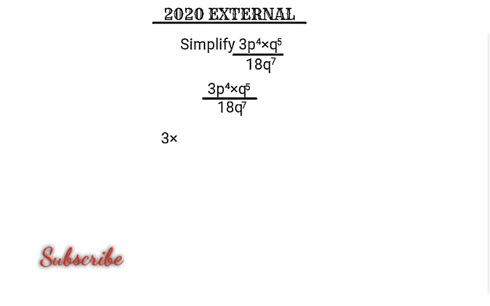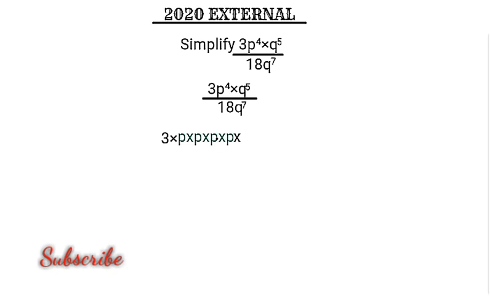Not q, but it should be p. Okay, yeah, how many p's are in this expression? 3p to the power 4, there are 4, so we're going to multiply 3 by 4 p's, which is going to be like that. Once we are done like that, then we're going to put the multiplication sign here.